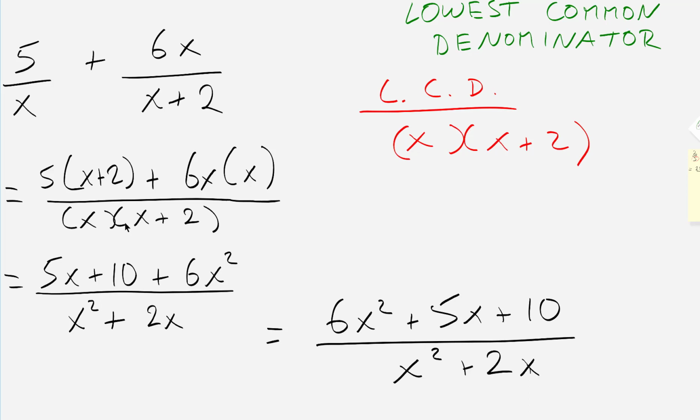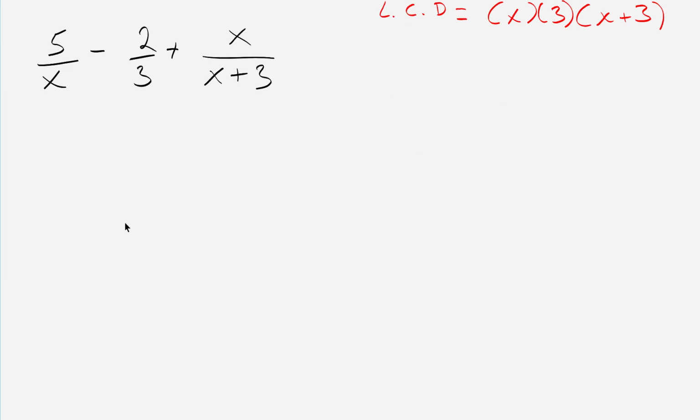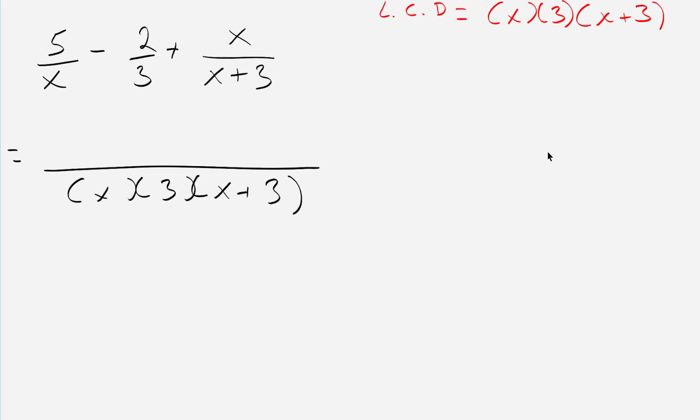Let's have a look at another example here. So let's say I've got 5 over x minus 2 over 3 plus x over x plus 3. So what's my lowest common denominator in this case? It's going to be x times 3 times x plus 3. That's my lowest common denominator. So equals x times 3 times x plus 3. So x divides into the denominator, leaving 3 and x plus 3. So that means the 5 is going to get multiplied by 3 and by x plus 3.